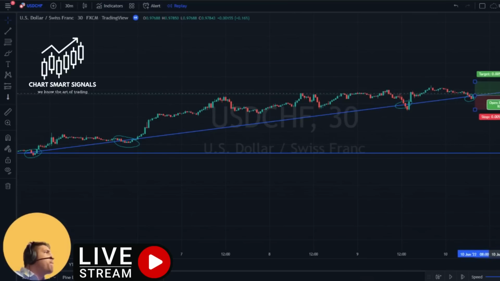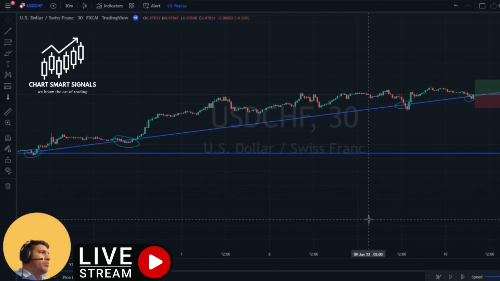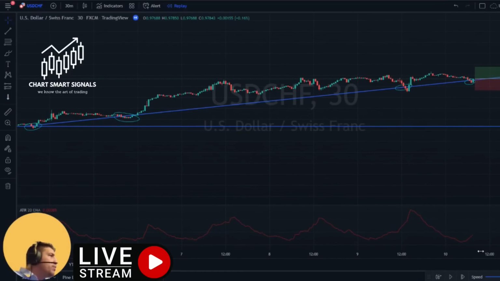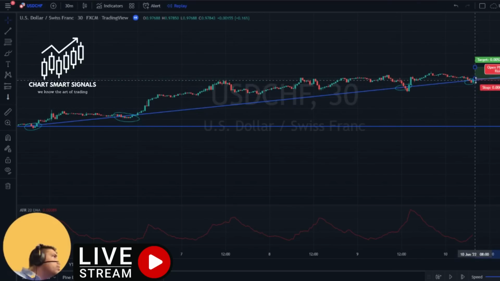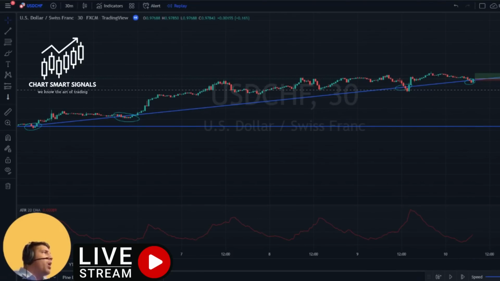Alright, and we're going to be using our ATR to work out our stop loss. We're going to have one ATR as a stop loss. Alright, so that'll do. Okay, and we're going to have 2.5 ratio. Will do as well.